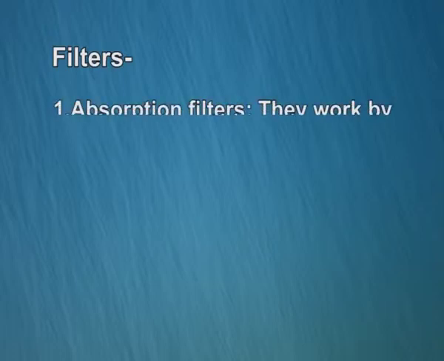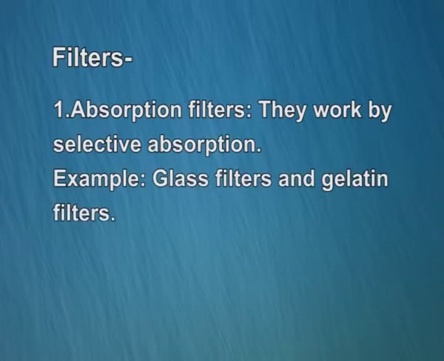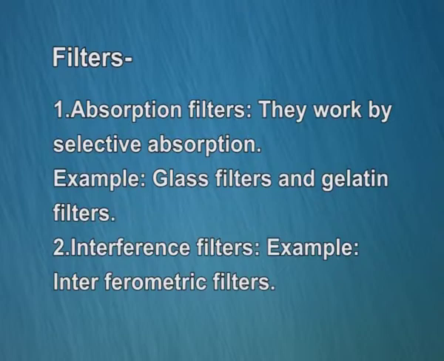Next is filters. Filters separate different parts of the electromagnetic spectrum by absorbing or reflecting certain wavelengths and transmitting other wavelengths. They are of two types. Absorption filters. They work by selective absorption, for example glass filters and gelatin filters. Second, interference filters, for example interferometric filters.